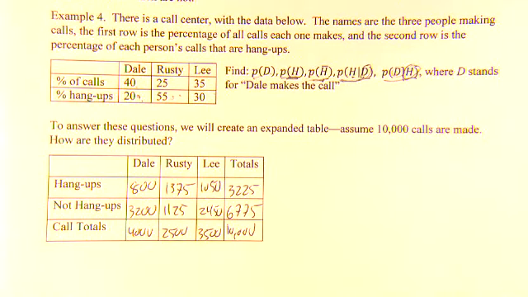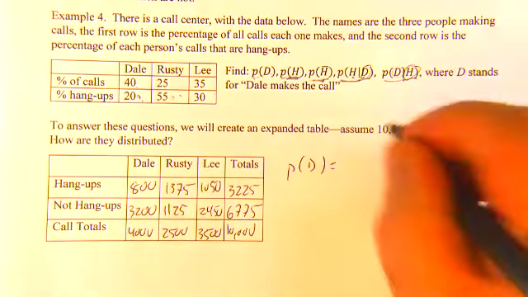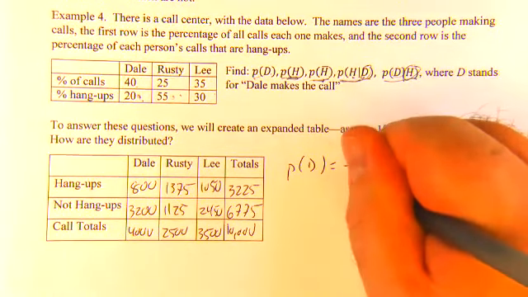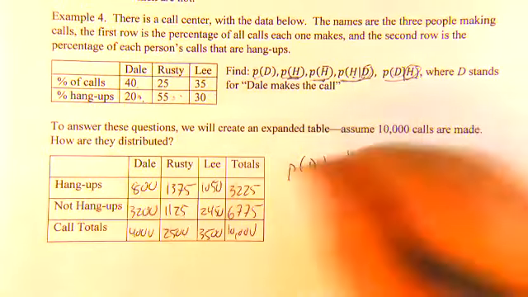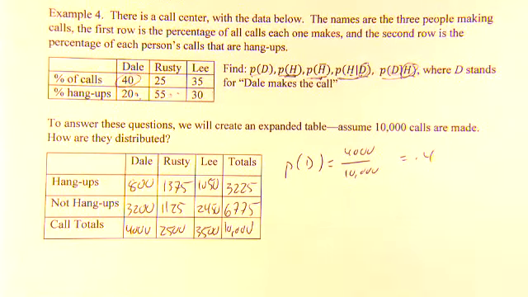So now I have all these totals, and so now I can make some statements. What's the probability that Dale made the call? Well, 4,000 out of 10,000. Dale made 4,000 calls out of 10,000, which is 0.4, which we already knew. He made 40% of the calls.